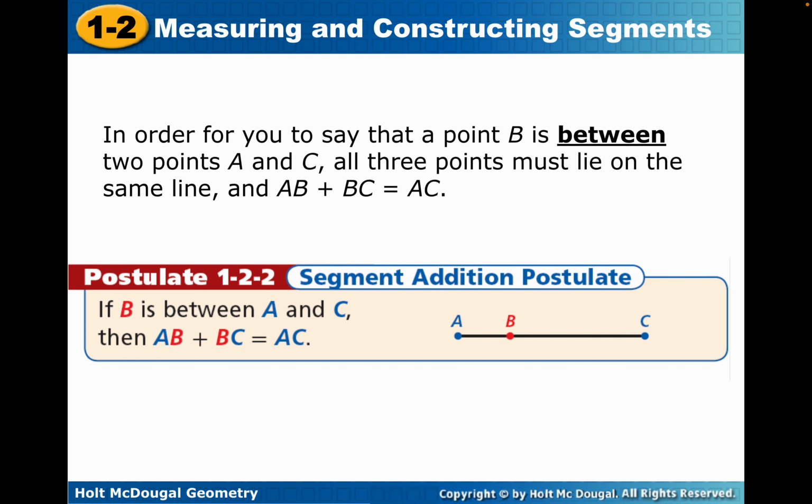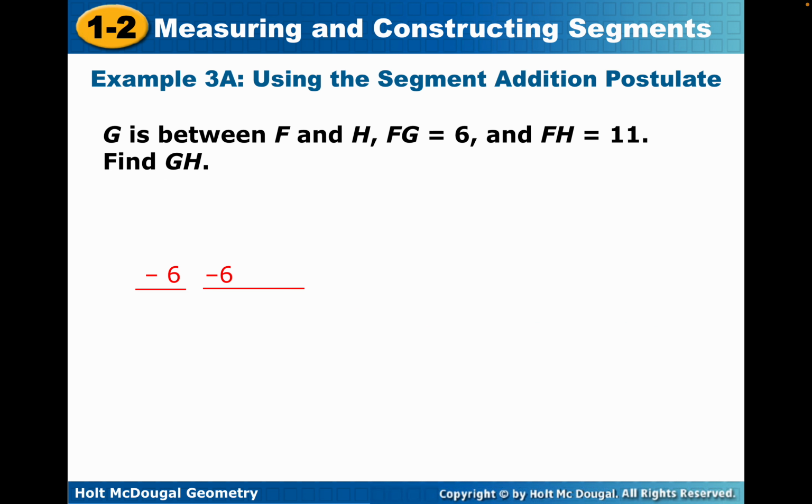So all 3 points are on that line. Again, we can say AB plus BC, that's going to equal AC. I think that kind of makes some common sense. But when you get to problems like this, you just got to remember, those 2 line segments of AB and BC are going to equal AC. They're going to add up to equal AC.